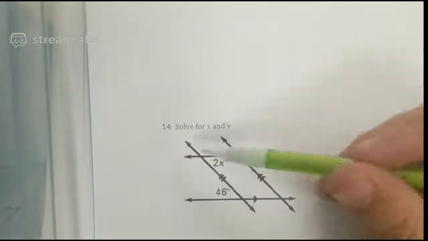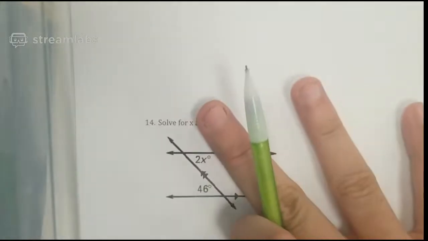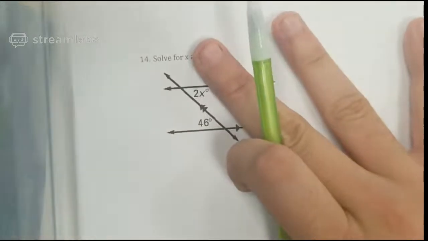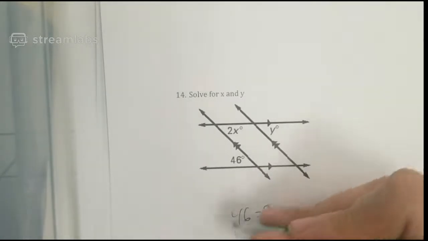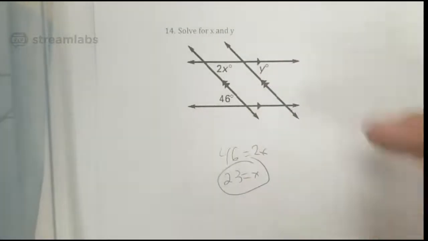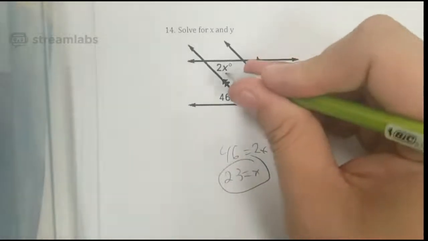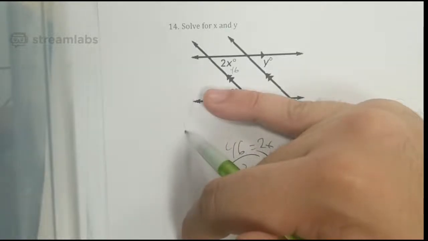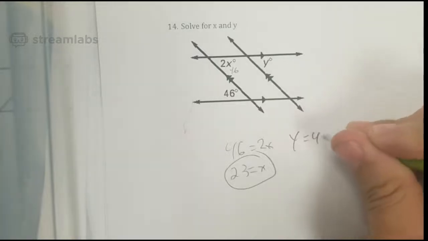Oh, not this one though. So this one, these are parallel and these are parallel, so everything is following. First let's get the x. These alternate interior angles are equal to each other. So 46 equals 2x, which is 23 equals x. And then y: I know this thing is also 46, so I can cover this part up, and 46 and y are corresponding. They should be equal. So y is 46.